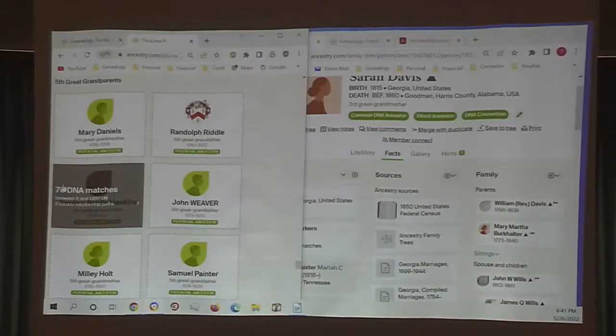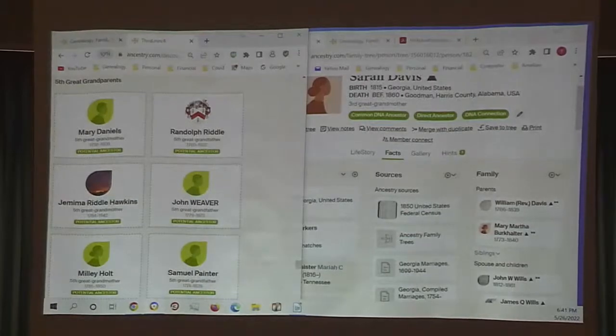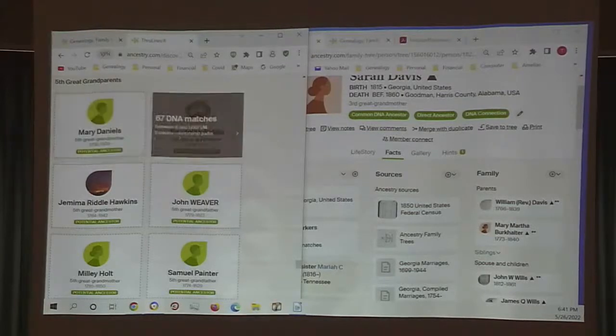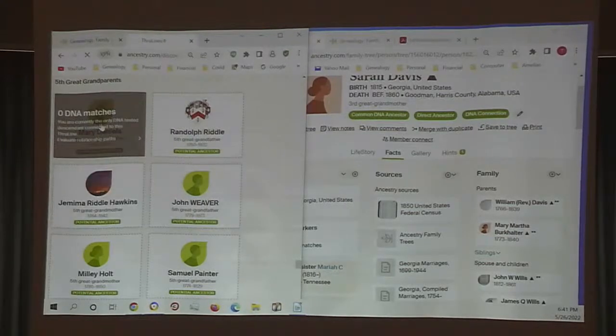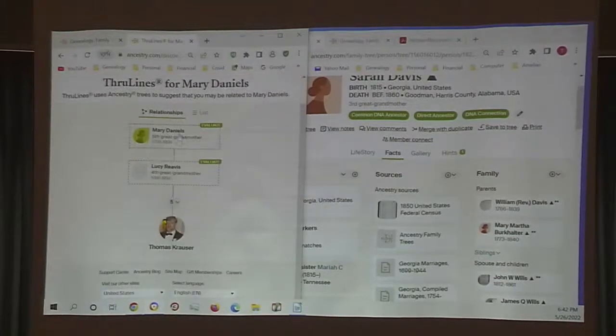You kind of have to be skeptical. So here's a person with no DNA matches. In fact, if I look at Mary, I keep losing my cursor here. It says no DNA matches. She's in my tree and nobody else's tree, and there's no DNA matches.